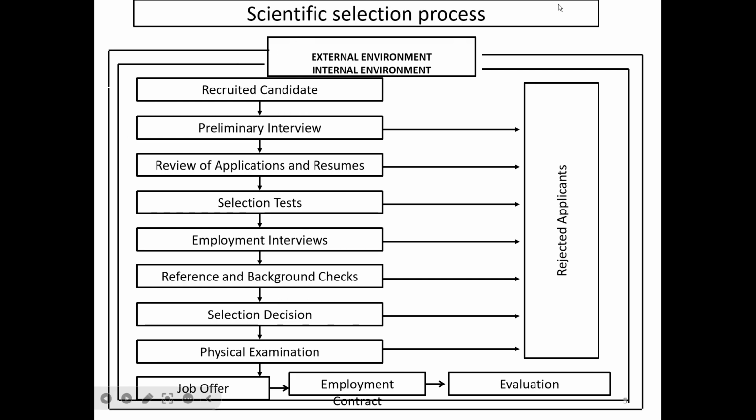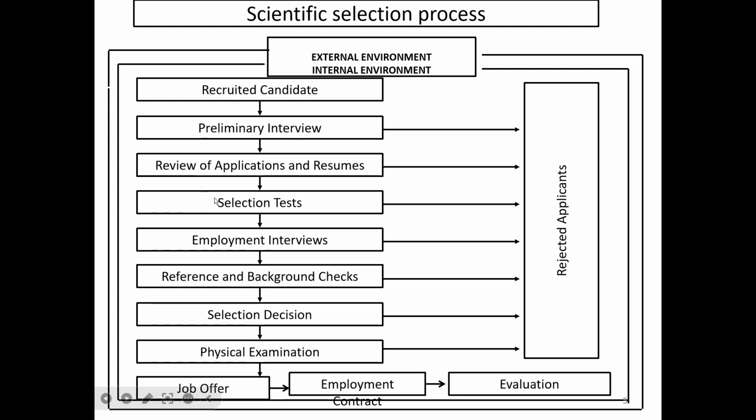Next, this is the scientific selection process. So, how is the selection process done? Basically, first they are going to recruit a candidate. Next, a preliminary interview will be done. Next, the review of applications as well as the resumes. This is the major thing. Even if the candidate has good skills, if the resume is not proper, he can be disqualified in the first step itself. So, the resume of the candidate also matters a lot.